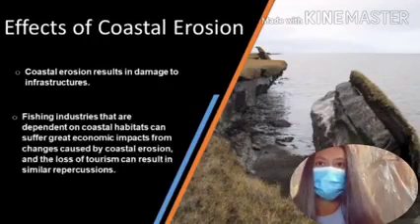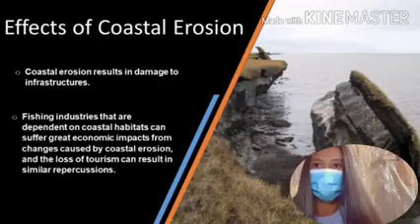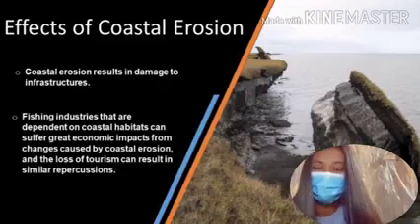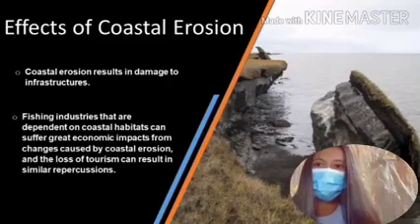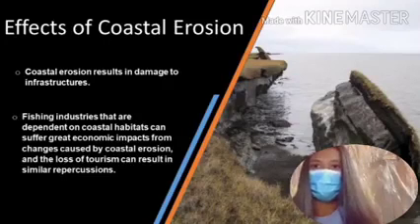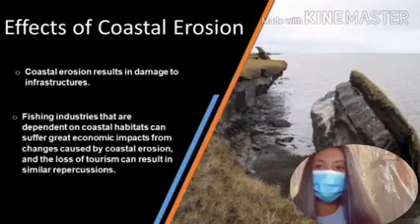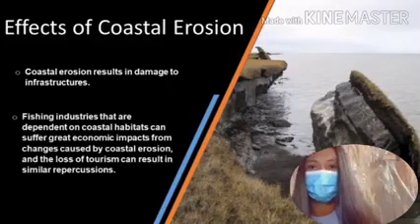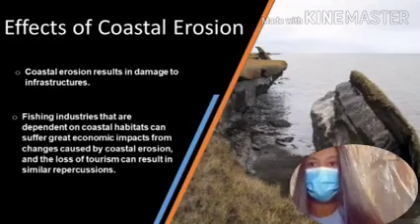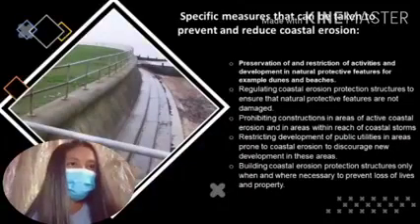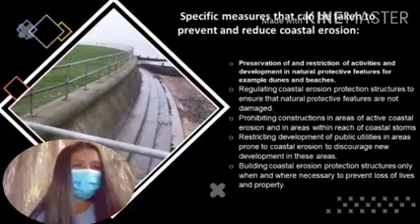Coastal erosion results in damage to infrastructure. Fishing industries that are dependent on coastal habitats can suffer great economic impacts from changes caused by coastal erosion, and the loss of tourism can result in similar repercussions. These are the specific measures that can be taken to prevent and reduce coastal erosion.